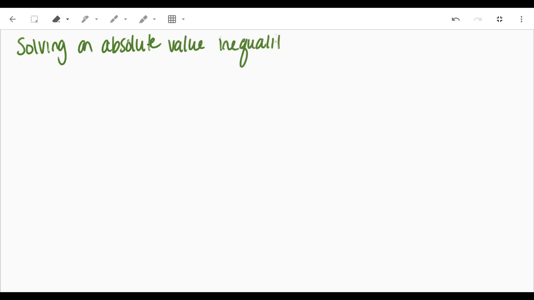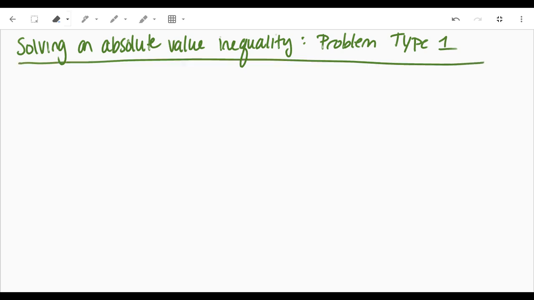Okay, last video for Module 7, we're going to be working with some absolute values. So solving an absolute value inequality. And we've got problem type 1. Okay, so this is just your real straightforward absolute value.